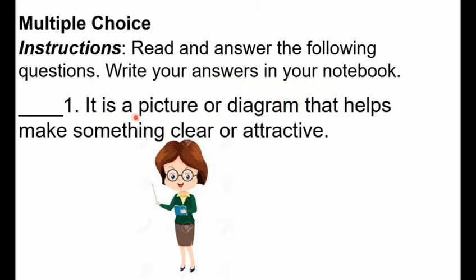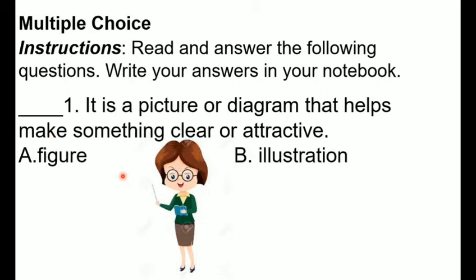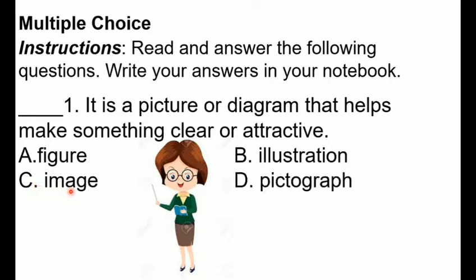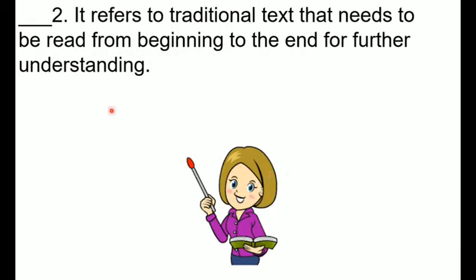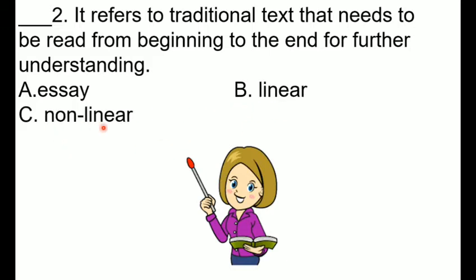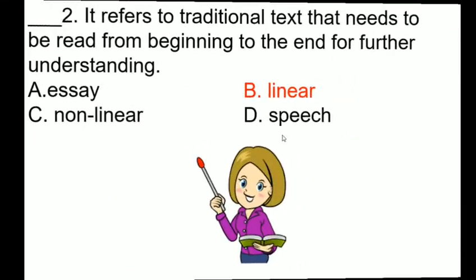Number 1. It is a picture or diagram that helps make something clear or attractive. A. Figure. B. Illustration. C. Image. D. Pictograph. The correct answer is B. Illustration. Number 2. It refers to traditional text that needs to be read from beginning to the end for further understanding. A. Essay. B. Linear. C. Non-linear. And D. Speech. The correct answer is option B.